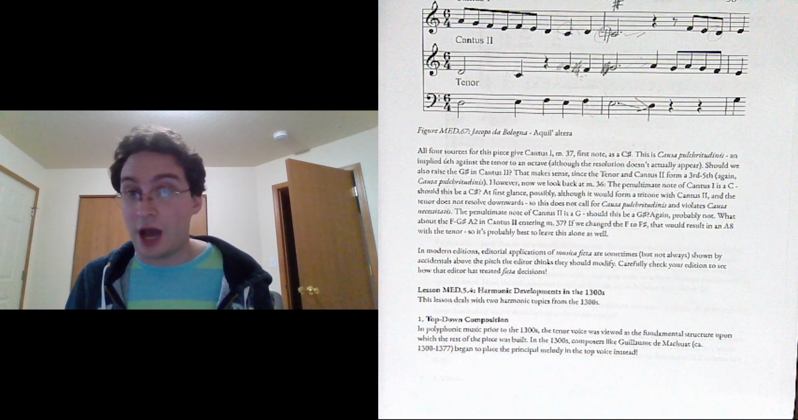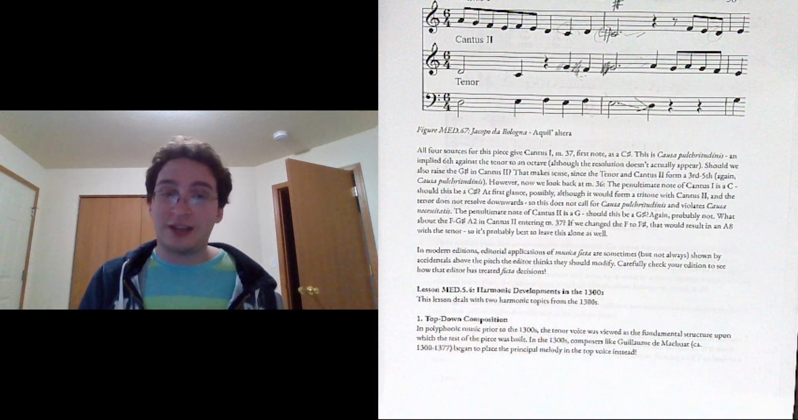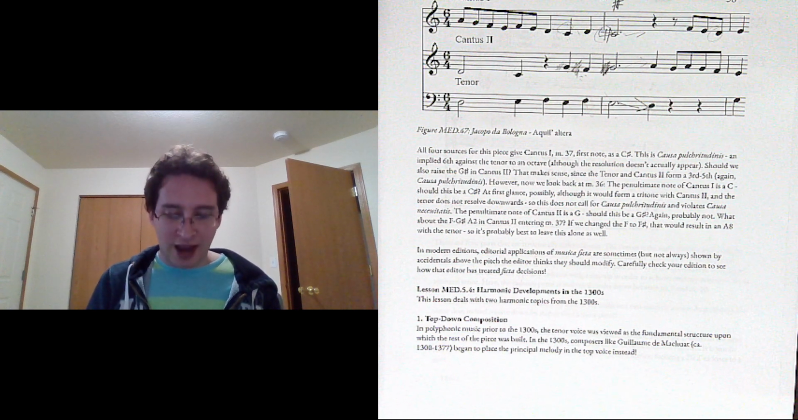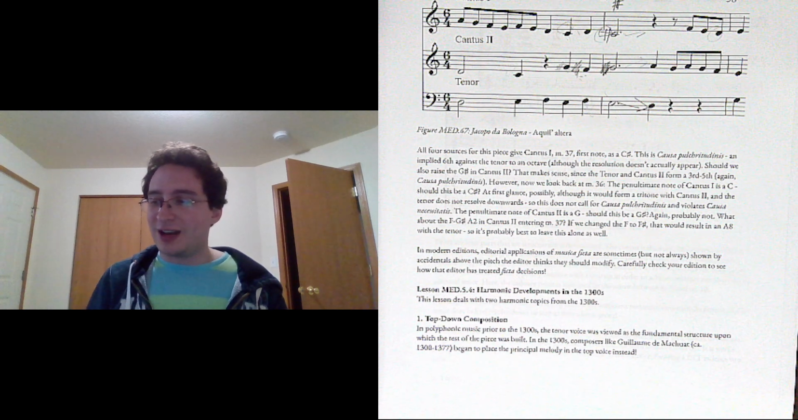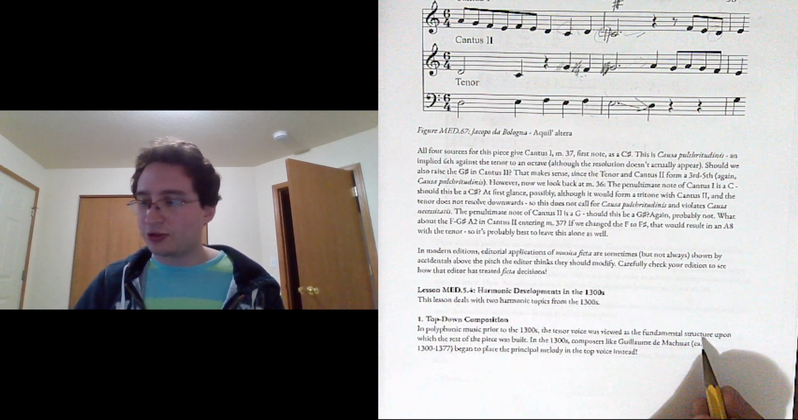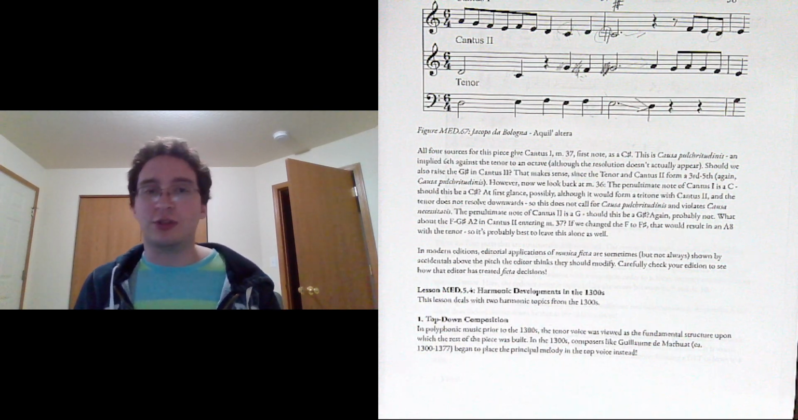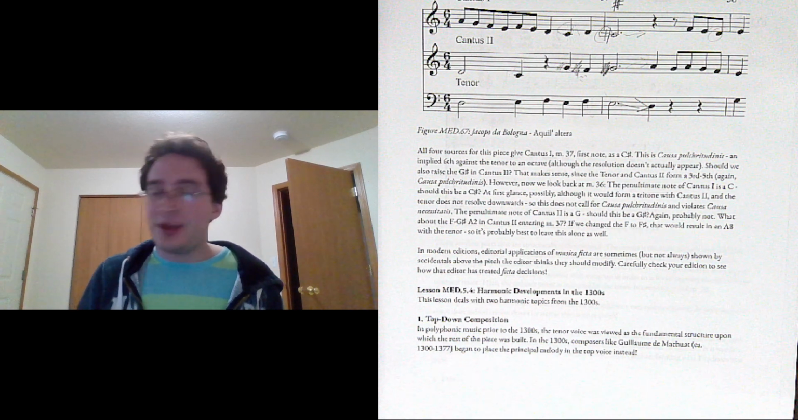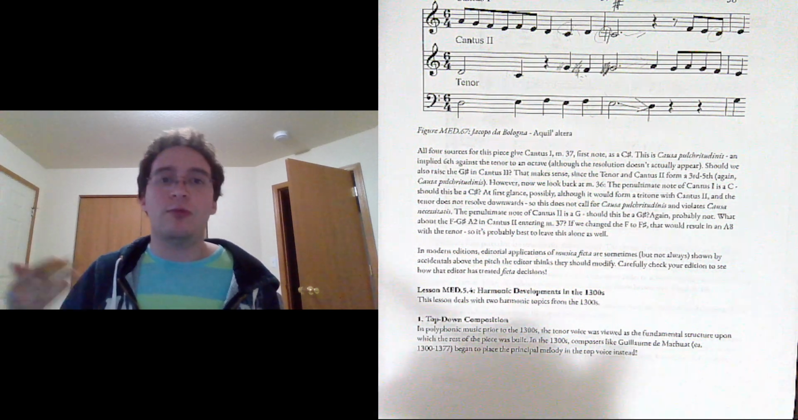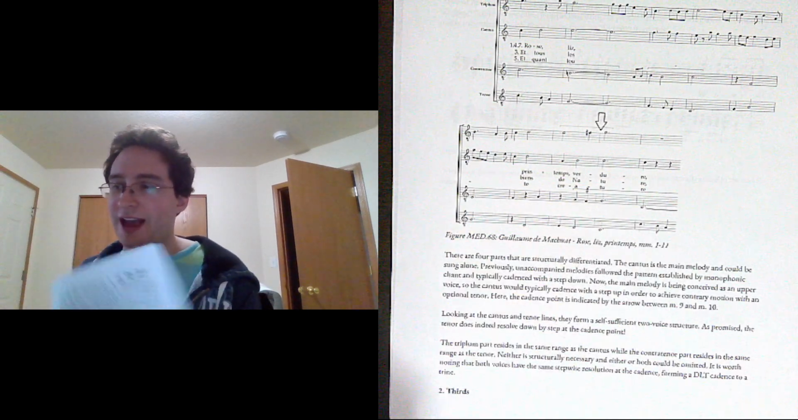of the 1300s. So one thing to note is that pretty much all of the music prior to the 1300s that we've been looking at polyphonically, the main voice is going to be in the tenor. This was viewed as the fundamental structure on which the rest of the piece was built. But in the 1300s, you have composers like Machaut that begin to put the melody in the top voice instead, which we continue to do to the modern day.